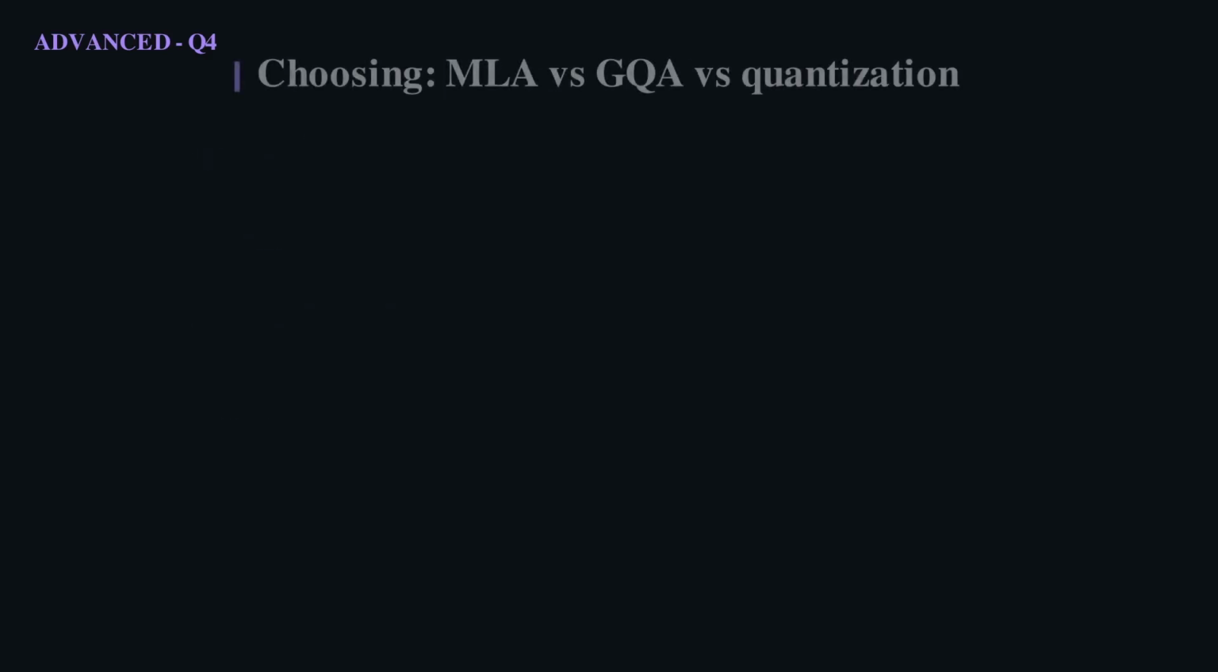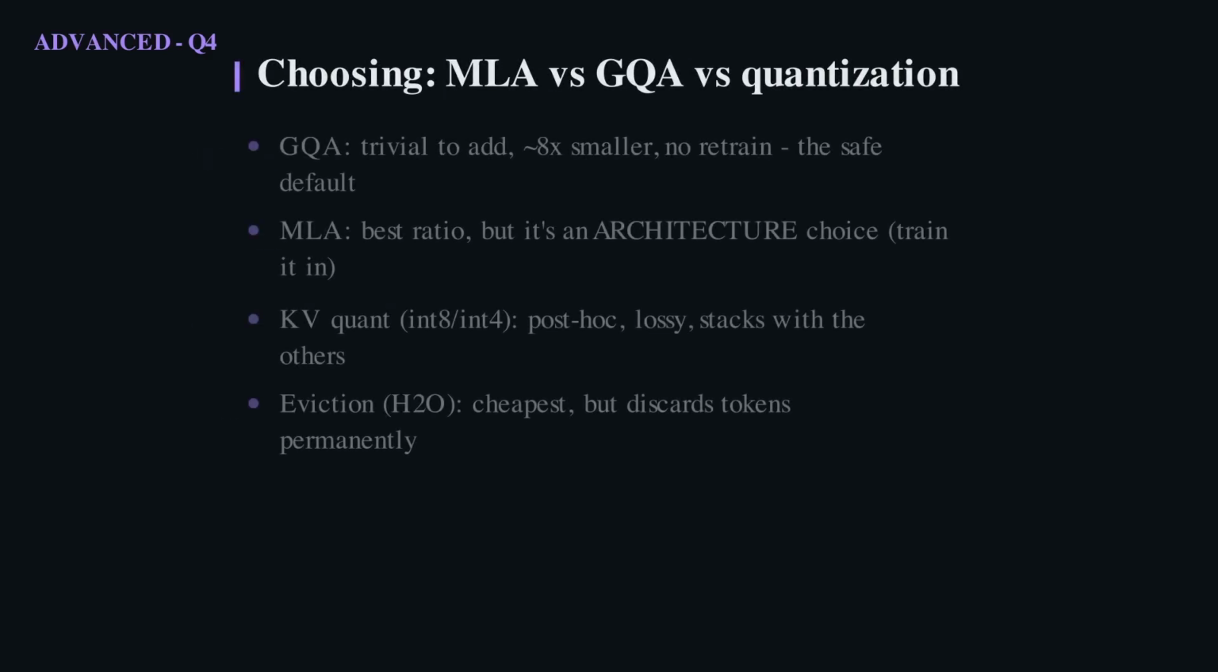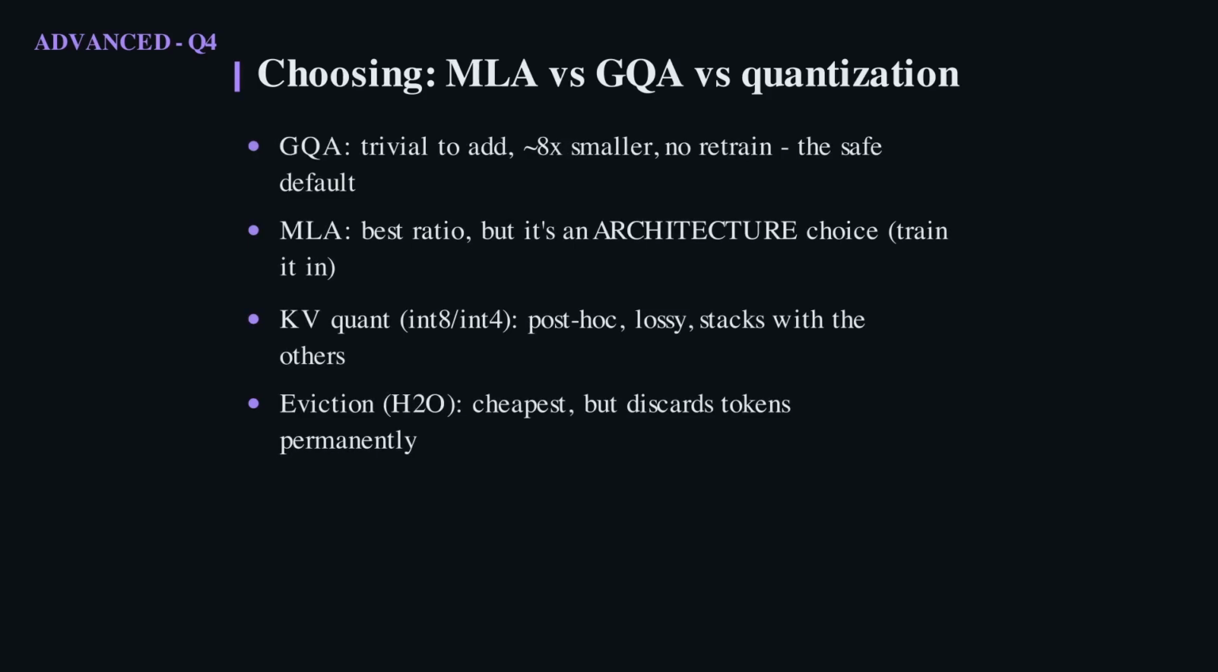With 4 ways to shrink the cache, the real skill is choosing, and they aren't interchangeable. Grouped query attention is the safe default. A few lines, an 8 times reduction, and you can even retrofit it onto a trained model. Multi-head latent attention gives the best ratio of all, but it's an architectural decision you bake in before training, like DeepSeek did. Quantization is post hoc and stacks on top of either: drop the cache to int8 or int4 and accept some loss. Eviction methods like H2O are the cheapest of all but permanently throw tokens away, risking recall.